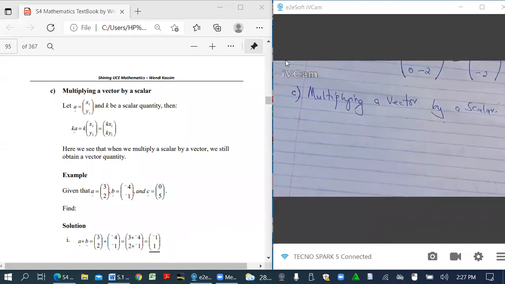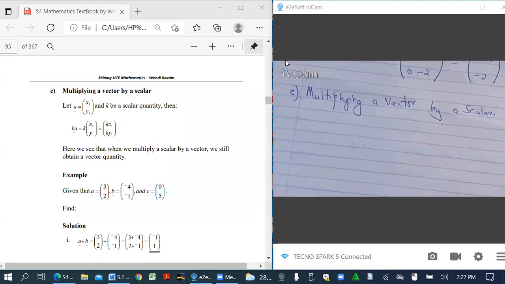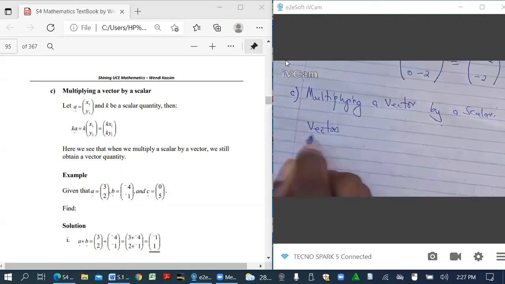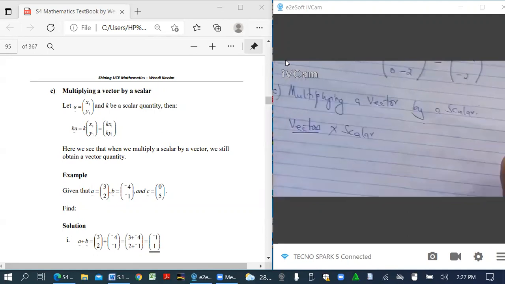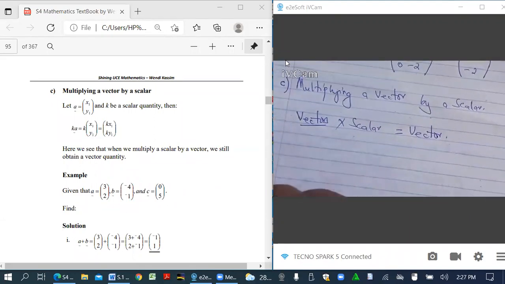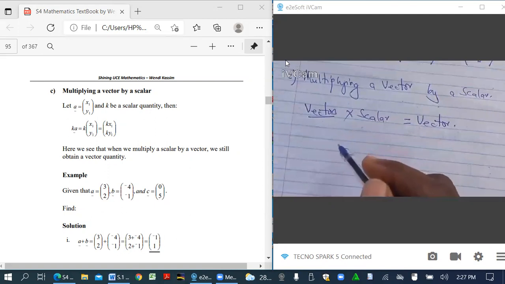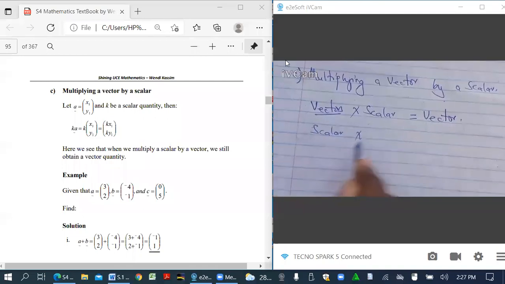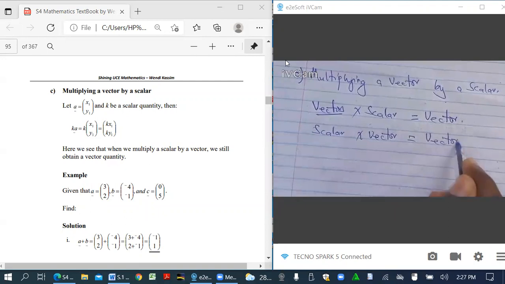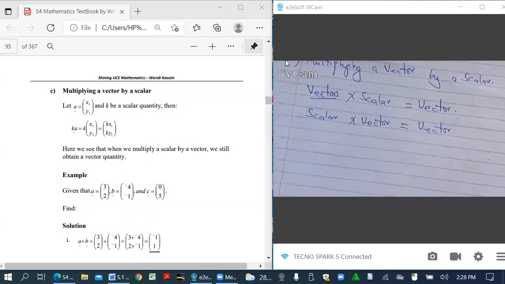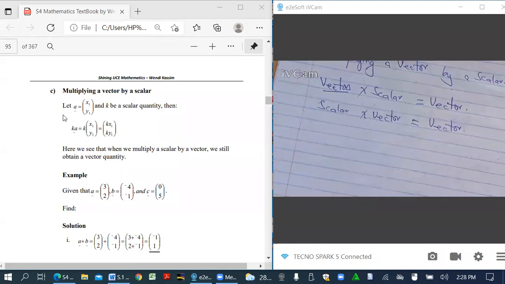Now, this time we want to combine a scalar and a vector. What do we get? When you multiply a vector with a scalar, you still get a vector. A vector times a scalar must give you what? A vector, okay? Remember we said multiplication is associative, so you can have a scalar times a vector, and you still get a vector. Are you together? Back to our notes. We said suppose we have vector A.